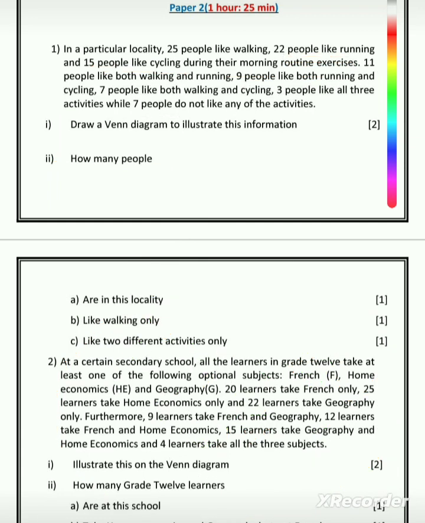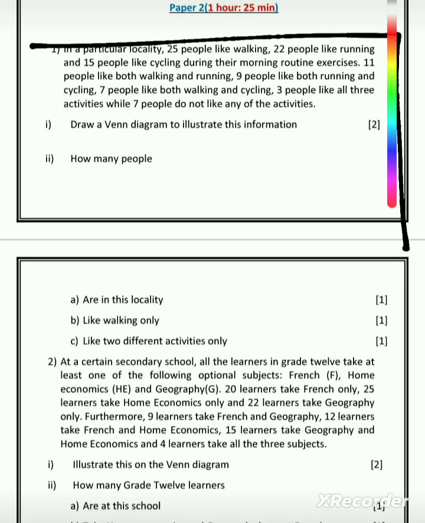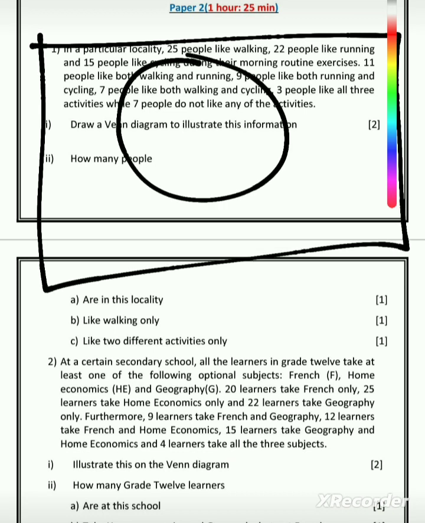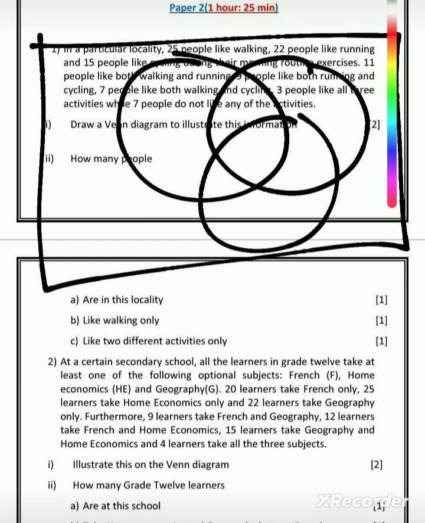We go to question 2. At a certain secondary school, all the learners in grade 12 take at least one of the following optional subjects: French, F, home economics, HE, and geography, G. Whatever the subjects, the pattern is going to be the same. So let's come up with the Venn diagram. Don't forget to write your E there. We have French, home economics, and geography.